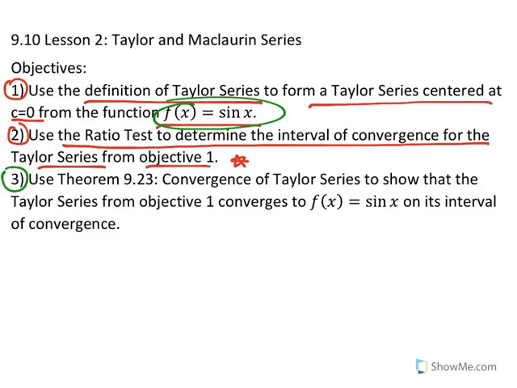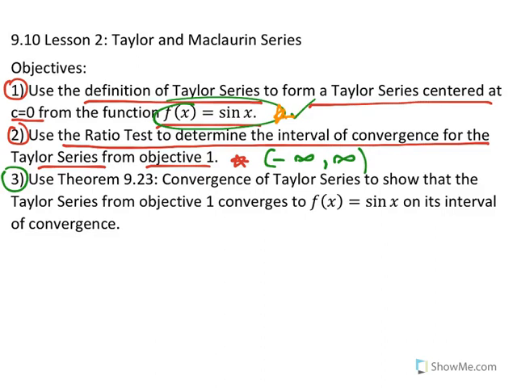In other words, how do we know that the Taylor series centered at 0 that we derived yesterday from the function sine x using the definition of Taylor series, how do we know that that Taylor series on its interval of convergence, which was all real numbers, will in fact be an exact representation of the function f of x is equal to sine x? That's the question that we want to consider today. And we'll be looking at objective 3.